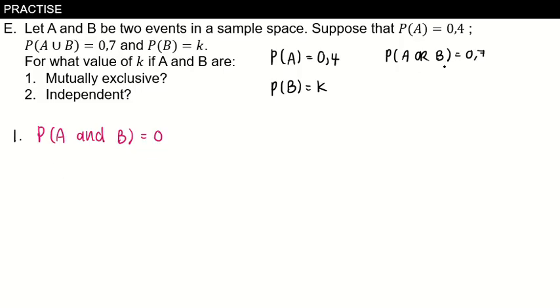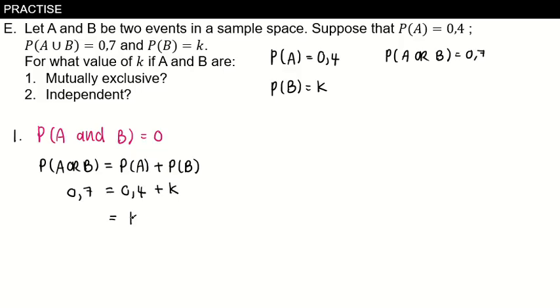Now we have the OR, we have A, and we have B in terms of K. So in this case, let's use the addition rule. We have A or B, we have A, and we have B. Since the AND is 0, we can just leave it out. We know this part is 0.7, we know A is 0.4, and I need to find K. So let's subtract 0.4 from 0.7, and you would get 0.3 for the value of K.